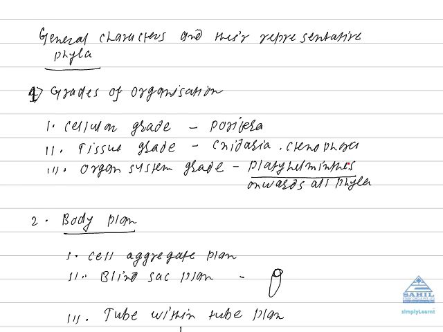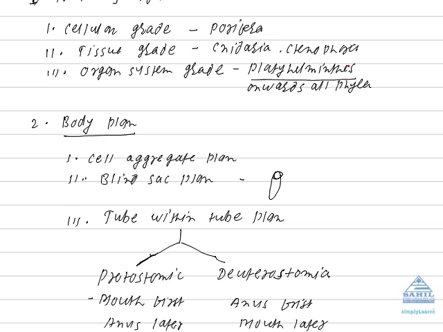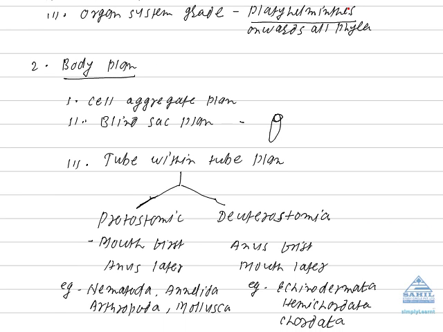The next feature I am going to discuss is body plan. In the animal kingdom, there are three types of body plan. Cell aggregate plan, which includes Porifera. Next is blind sac plan. Blind sac plan means one end of the body is blind. The body has a single opening, which serves the function of mouth and anus. Cnidaria belongs to this group.